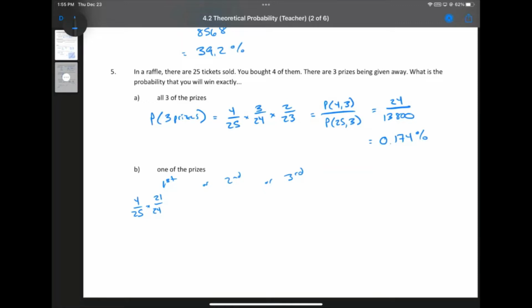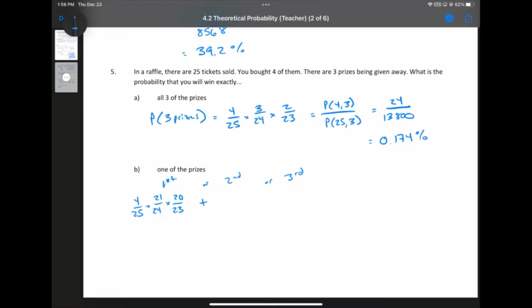Once that one has been drawn and someone else claims the prize, then for your next one there are 23 tickets left. You still have 3 tickets in your hand, which means there are 20 ways to lose. Okay, now we do the winning, just the second prize. Because it's an or, we do addition. When it's ands, we do multiplications. When it's ors, we do additions.